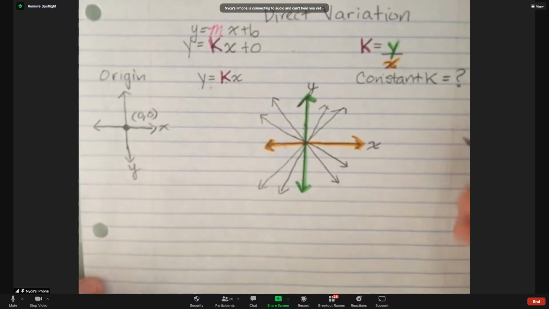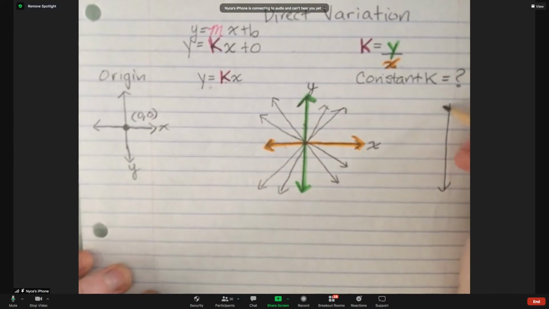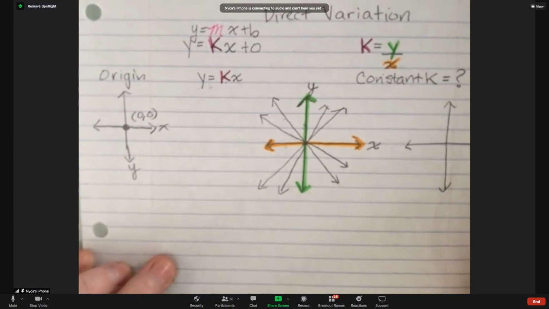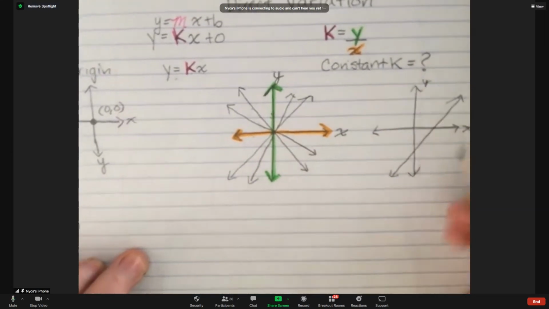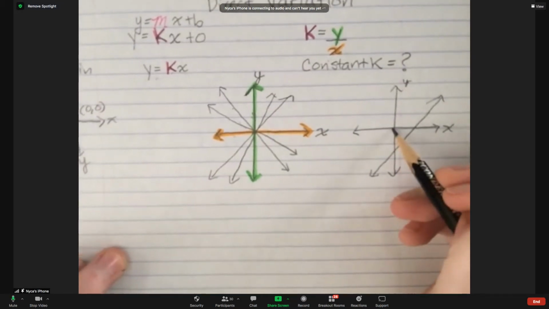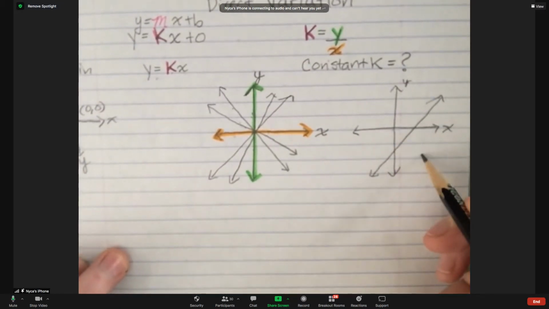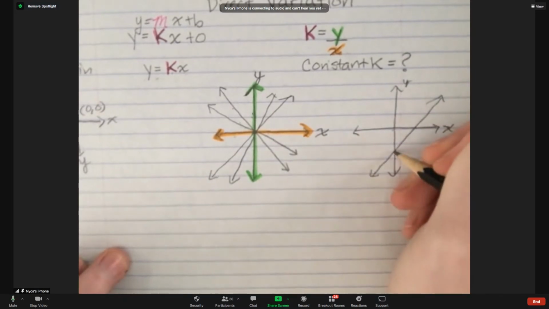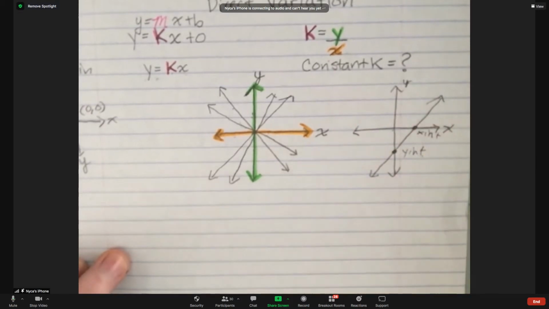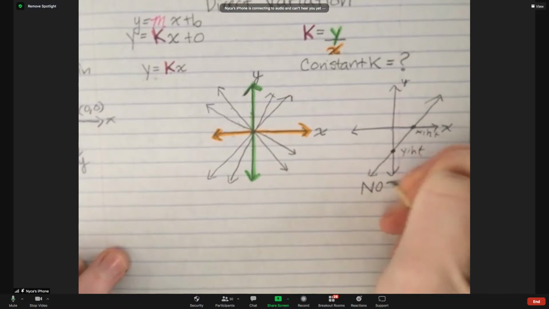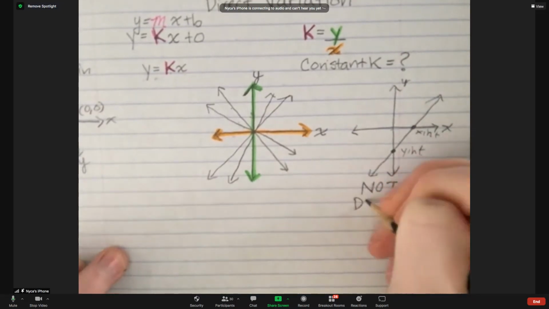All right. Now, if I were to draw another coordinate plane, but this time I drew a line graph like that, did he go through the origin? No, then he is not in direct variation. Notice his y-intercept is right here. His x-intercept is right there. So this is not direct variation.